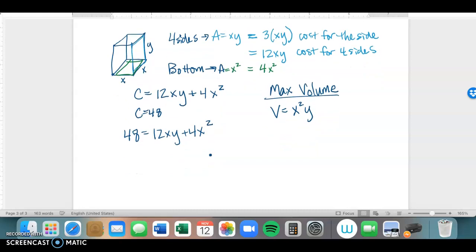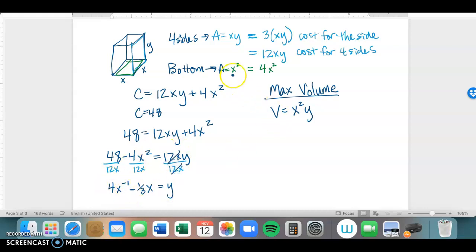Whew, there's a lot going on there, but I only see one y, so I'm going to solve for y. I'm going to have 48 minus 4x squared equals 12xy. Then I'm going to divide everything by 12x. Notice I'm going to do it separately because I think I'll be able to simplify better and then use a more efficient method for taking the derivative. So 48 divided by 12 is 4, and I'm going to bring the x up by making it a negative 1. And then minus 1/3 x equals y, because those will cancel out.